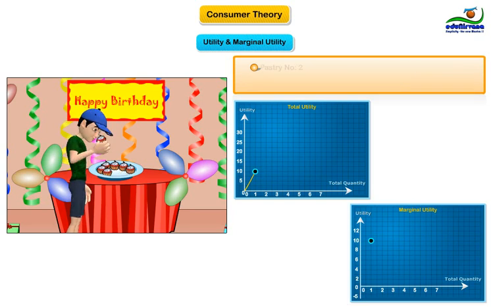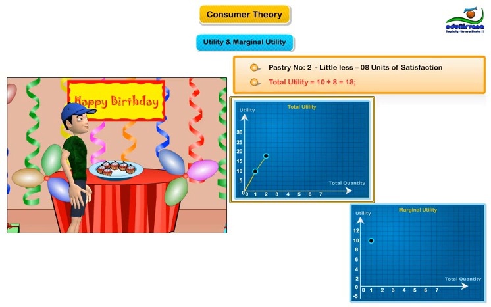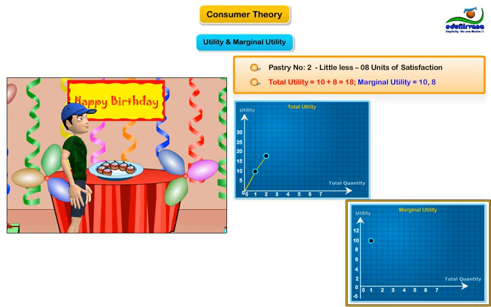Pastry number 2 was good, but not as good as pastry number 1, because your hunger and need for sweets was already partly fulfilled. So second pastry added a little less, that is, say 8 units to your overall sense of well-being. So, the total utility increased to 18, 10 plus 8. But the marginal utility, the incremental utility derived by eating the additional piece of the same, decreased from 10 to 8.